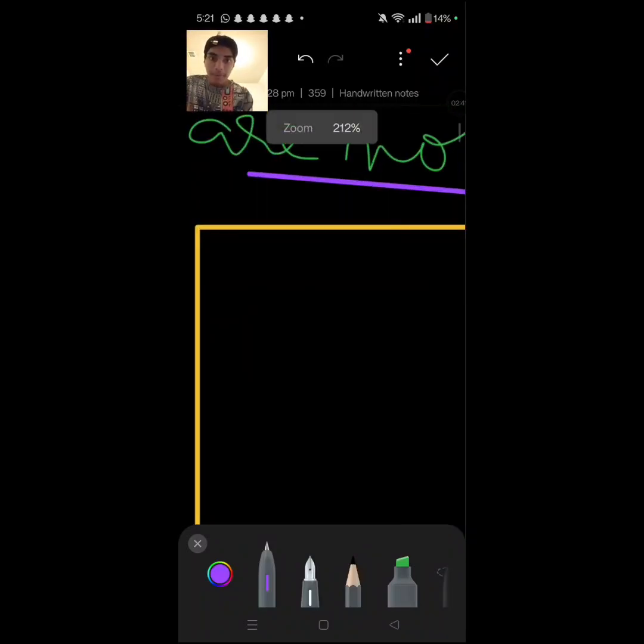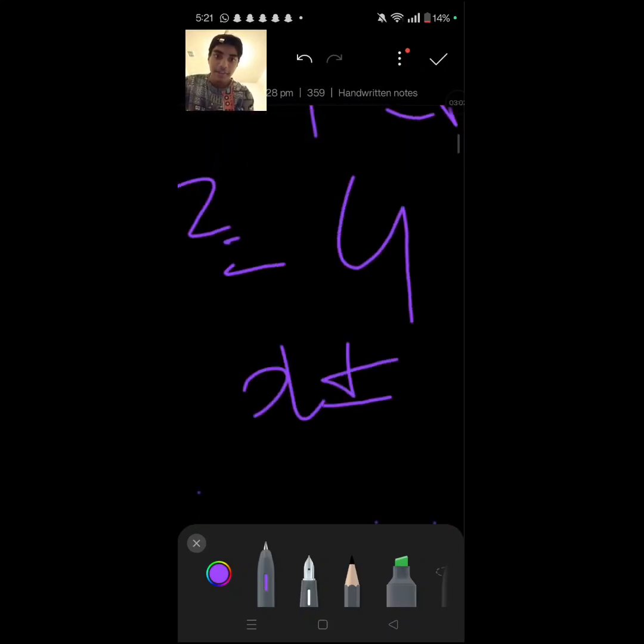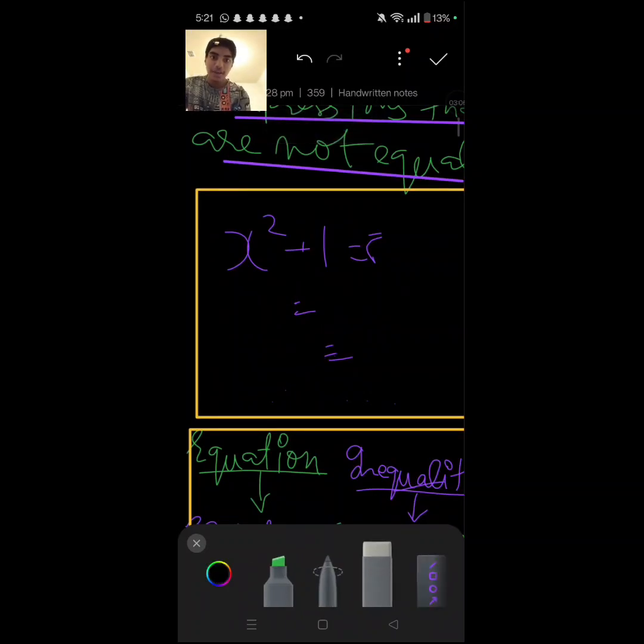Now, I'll give you an example. Let's say x squared plus 1 is equal to 5. Right? x squared is equal to 5 minus 1, that is 4. x is equal to plus minus 2. Getting it? This is an example of an equation. Now, an equation is basically when one value is equal to the other value, when they are equating each other.